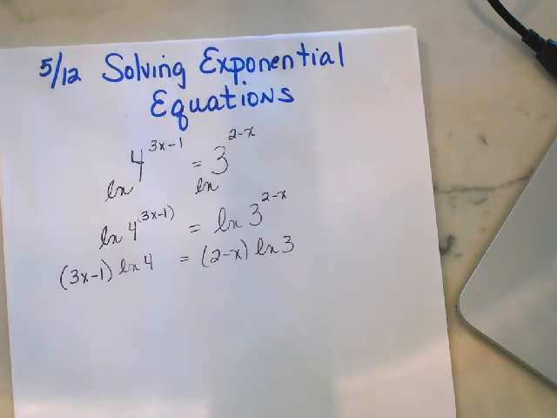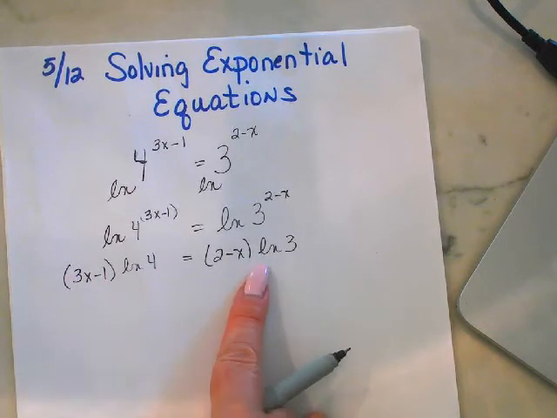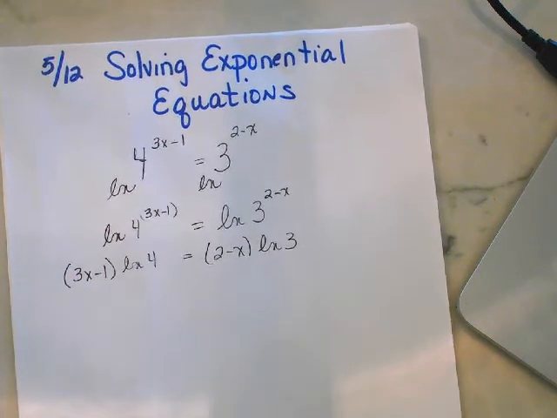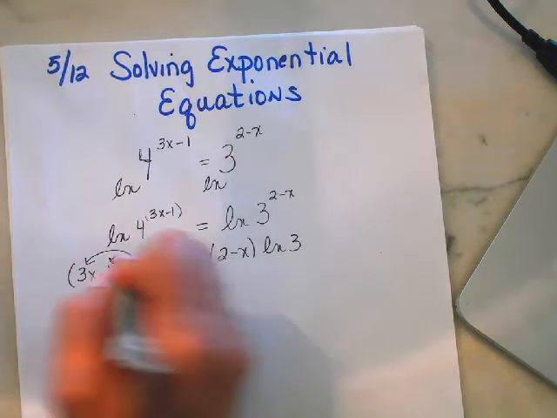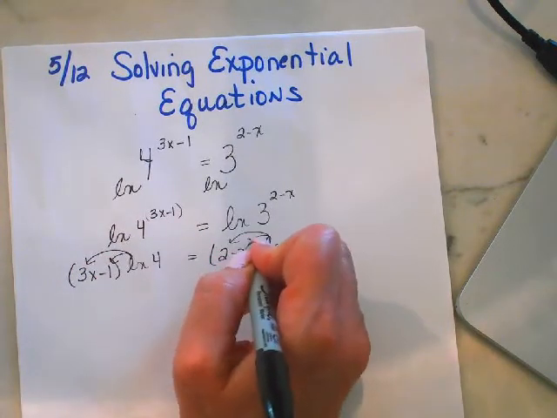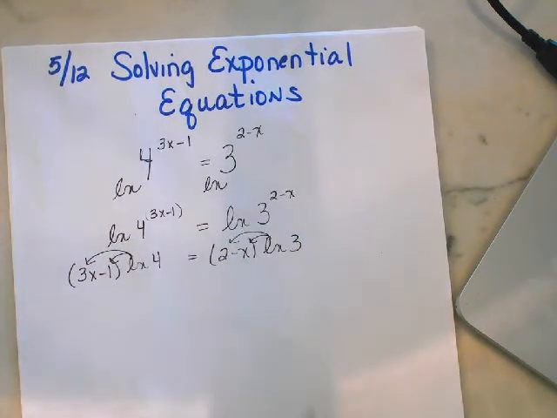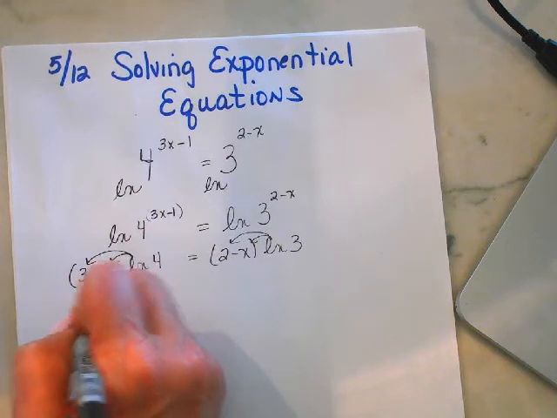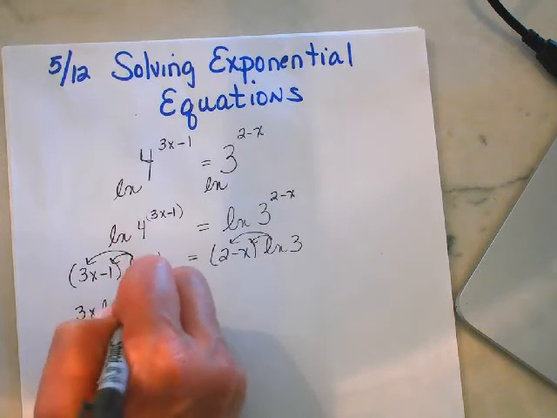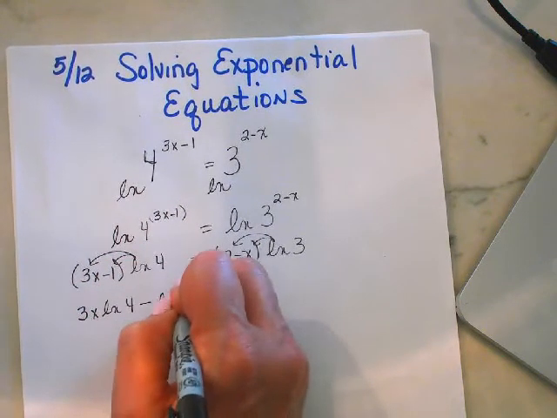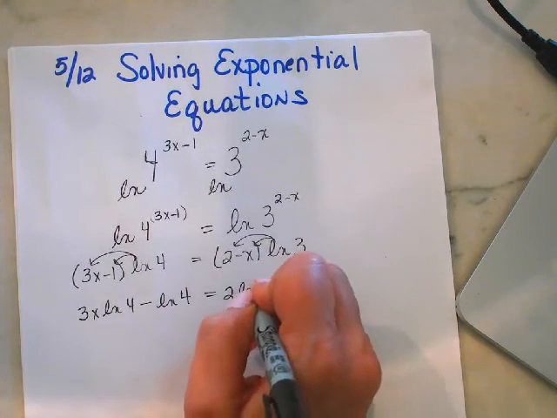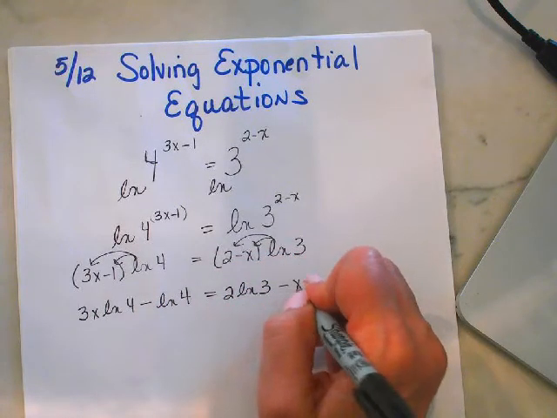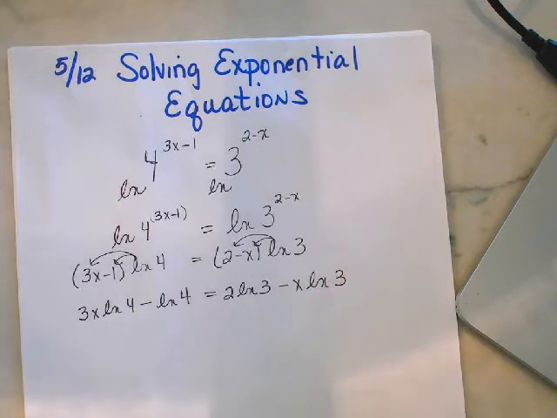Okay, now I need to get rid of these parentheses. So what I'm going to do is distribute. I'm going to multiply the ln of 4 by 3x and by 1. So I'm just going to use the distributive property, and I'm going to get 3x ln 4 minus ln 4 equals, when I distribute this, 2 ln 3 minus x ln 3.